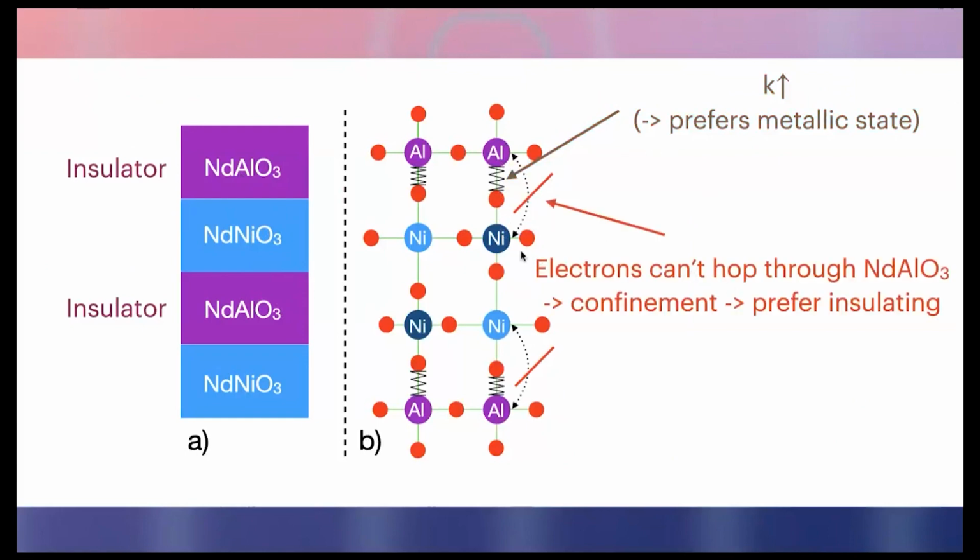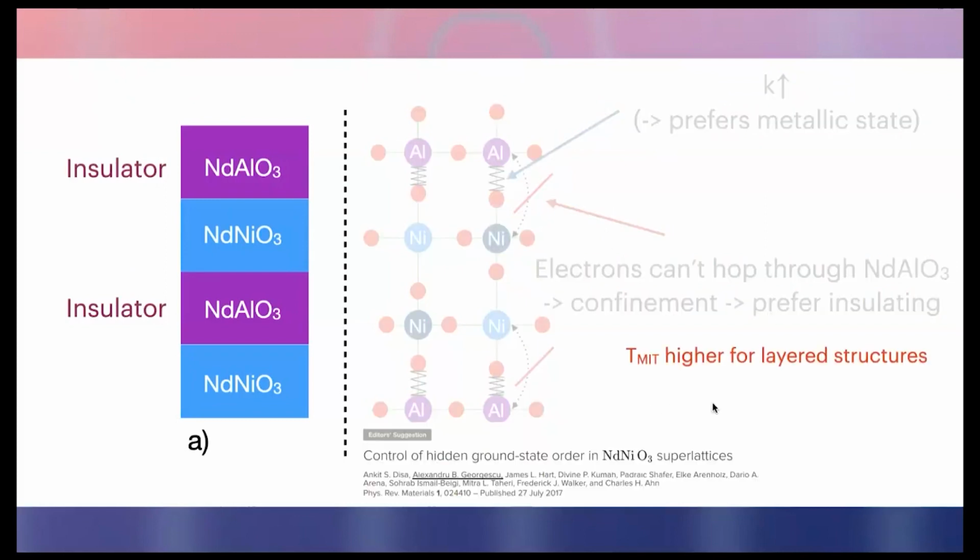At the same time, the electrons can't hop to the neodymium aluminate, so this leads to confinement, which leads to a preference for an insulating state. So the lattice prefers a metallic phase, but the electronic part prefers an insulating phase. Anyway, experimentally, as well as from our calculations, it does look like overall the layered structures are going to be more insulating, and this is something that we've seen.